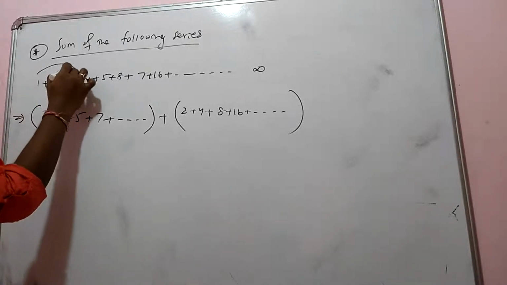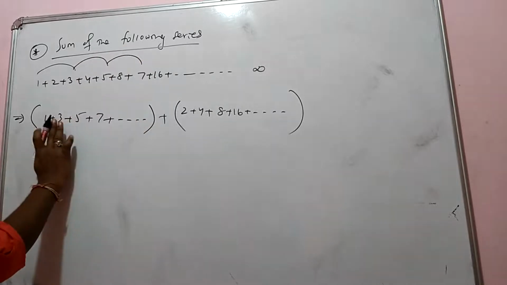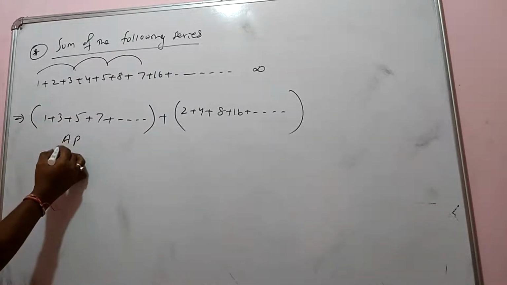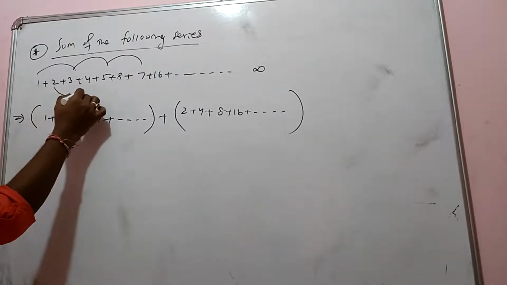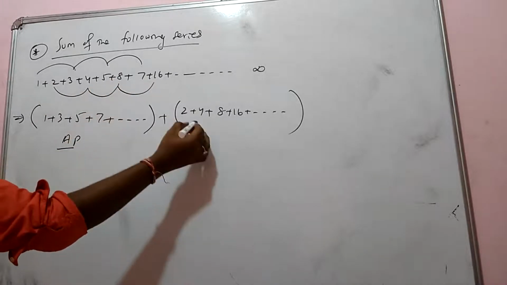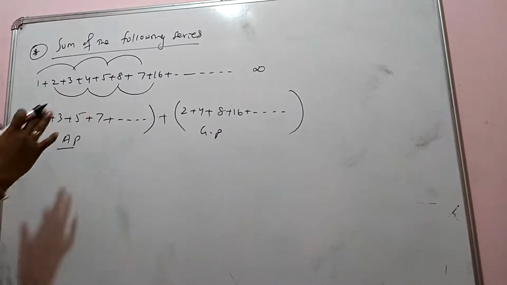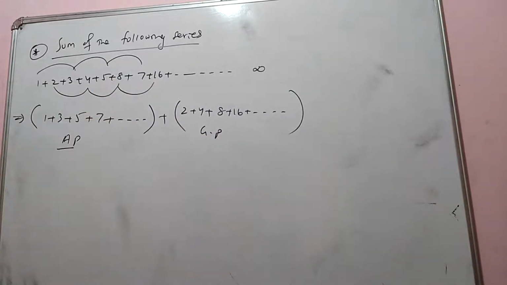So 1 plus 3 plus 5 plus 7 is in AP. Now 2, 4, 8, 16 is in GP. Both are mixed here. That is called a special series. Based on special series, one JEE question has always come in previous years. But right now we can expect maybe 2 or 3 questions, 2 questions you can expect every year on the special series.